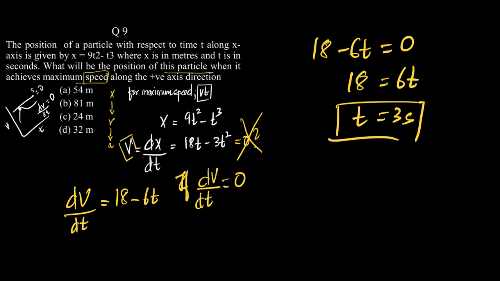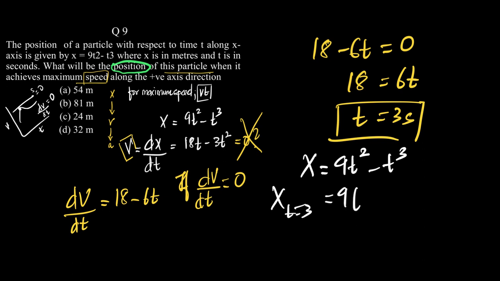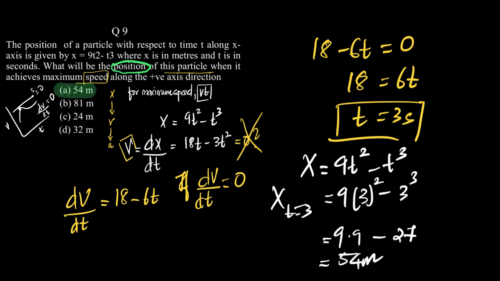Are we done with the solution? No. Why? Because we've been asked to find the position of the particle at t = 3 seconds. Now, what is the position time relation? It is x = 9t² − t³. So x at t = 3 seconds will be equal to 9 × 3² − 3³, which is 9 × 9 − 27. So we have 81 − 27, which is basically 54 meters. So the correct answer would be option A, 54.